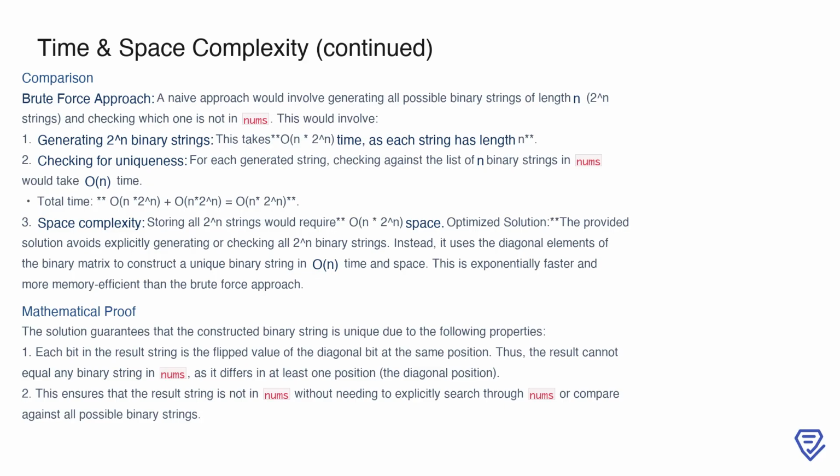In contrast, the optimized solution avoids generating these strings entirely. Instead, it constructs a unique binary string in O(n) time and space by leveraging the diagonal elements of the binary matrix. The mathematical guarantee of uniqueness ensures that the constructed string is not in nums, as it differs in at least one diagonal bit for every string in the input. This eliminates the need for exhaustive generation or comparison, making the solution exponentially faster and more memory efficient.